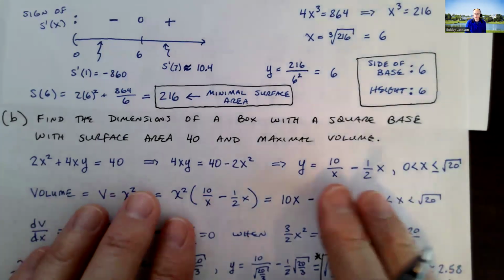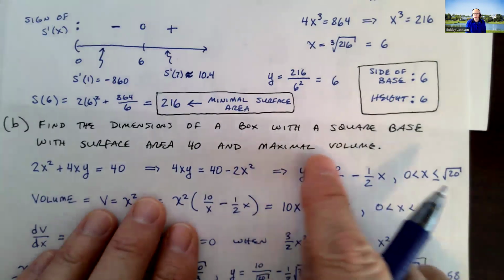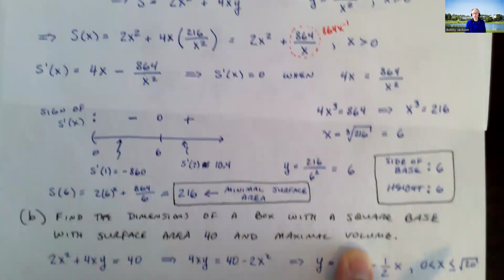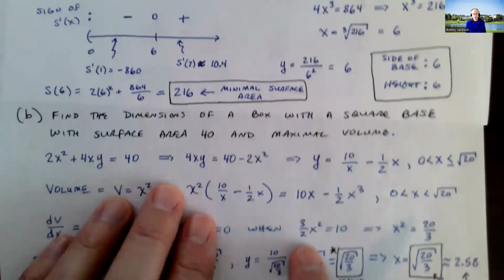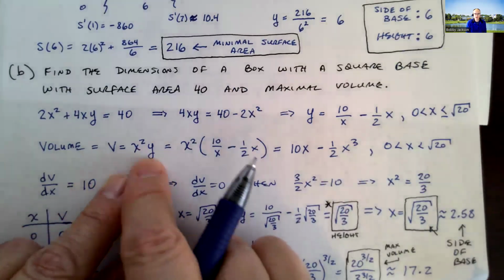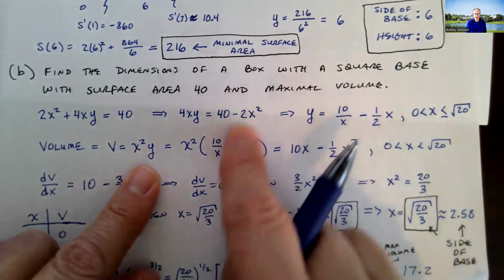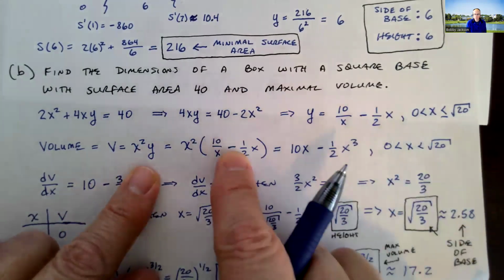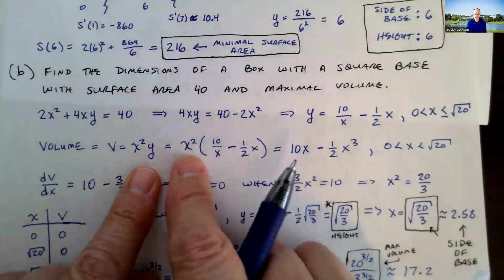Okay, so there is the value of y. Now, what are we trying to do? We're trying to maximize the volume. Remember, the volume is equal to x squared times y. So I'll let v be the volume. x squared times y, it's a function of two variables. Since I've solved for y here now, I'll plug that value of y in. And then we will go ahead and simplify.